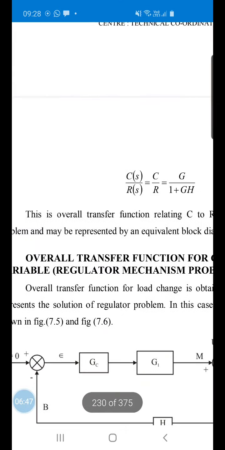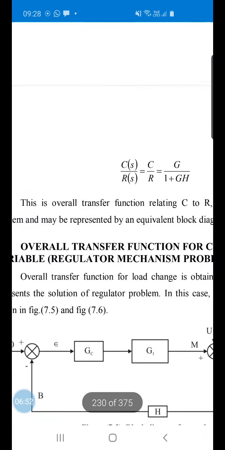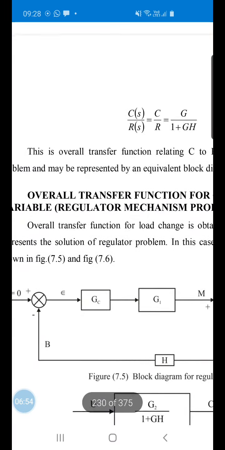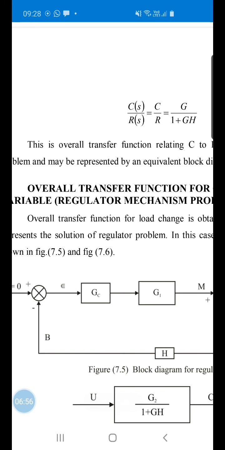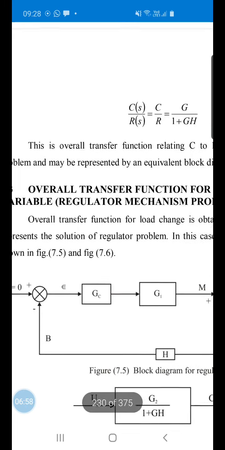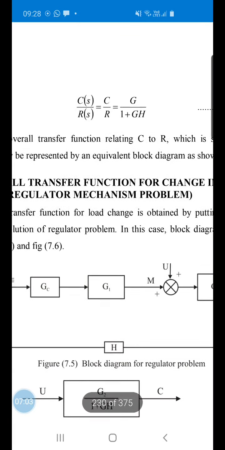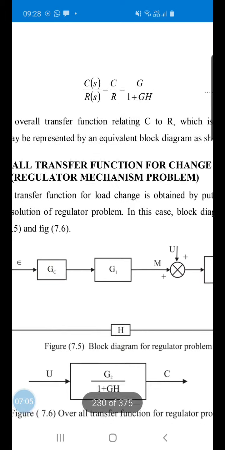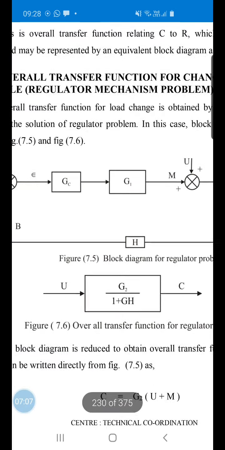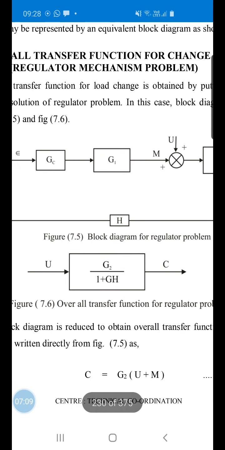Next we will discuss the overall transfer function for change in load variable, that is the regulator problem. In the regulator problem, what we do? We put R is equal to 0, and U, the load variable, will come into the picture. So again, if we solve this, you will get the overall transfer function for the regulator problem. C by U, the transfer function will be G2 upon 1 plus GH.